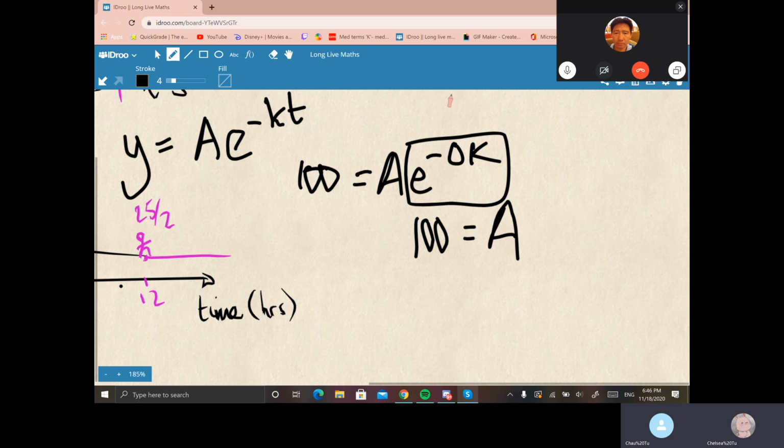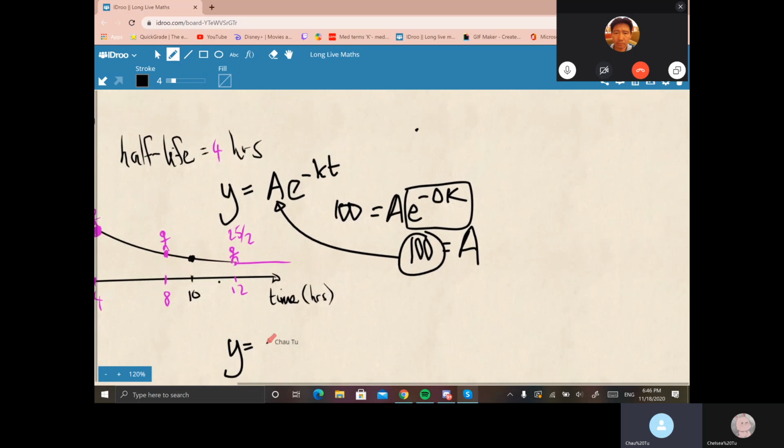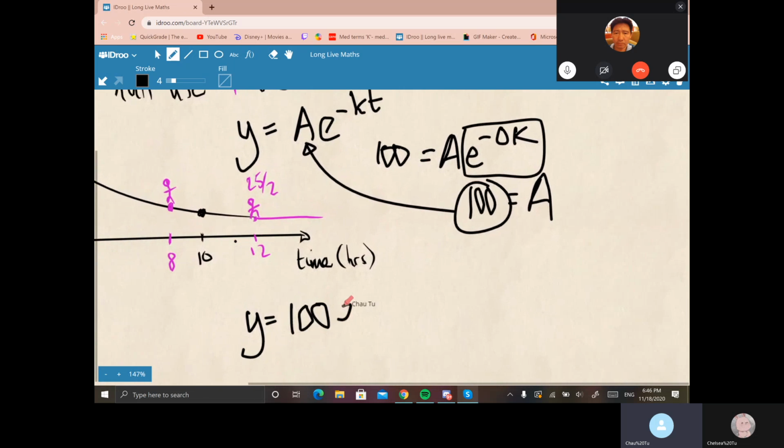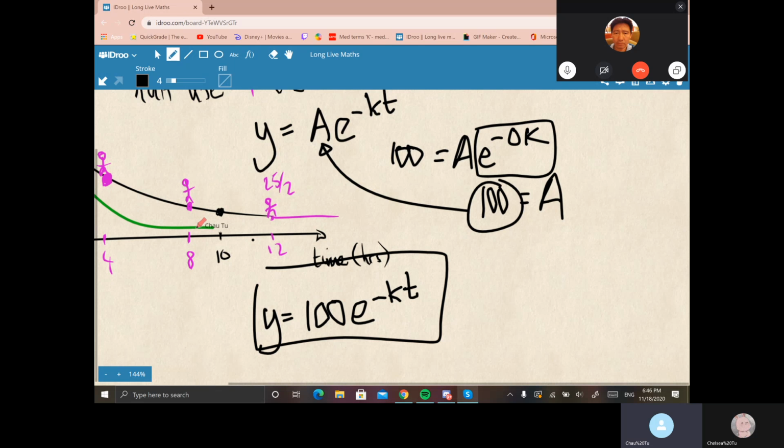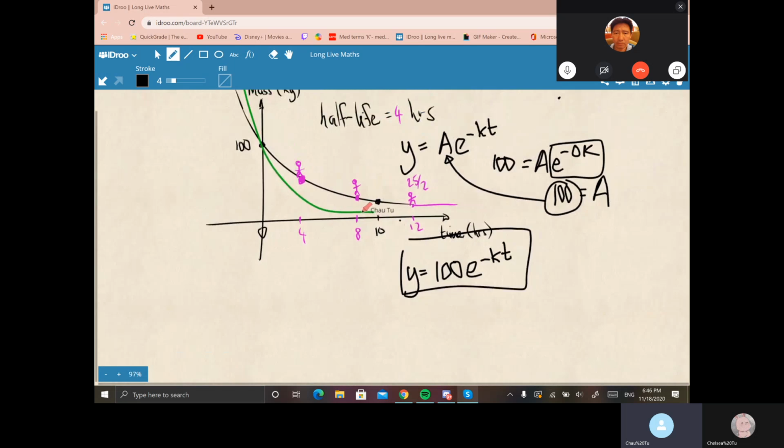Yeah. Okay. So now you can put 100 back into our equation. You see your equation now becomes more refined. 100 e to the power minus kt. Can you see that? Oh, but the thing is, when you have this formula, it will give you a graph looking like this. You know it passes through 100. Zoom out so you can see the graph, Chelsea.